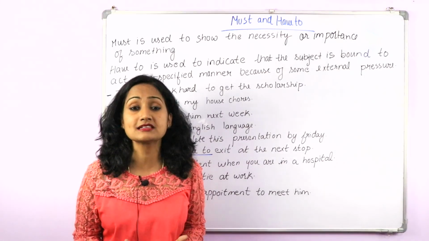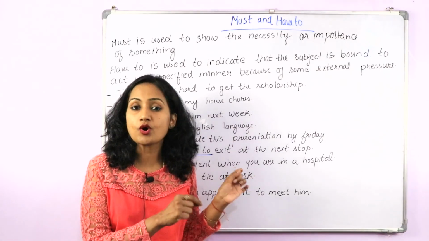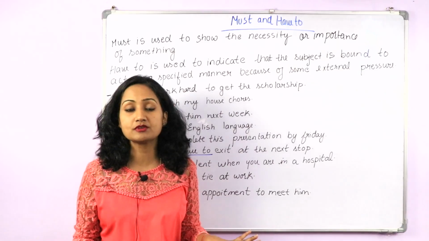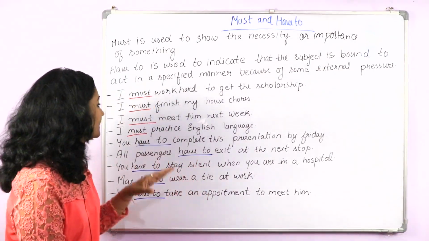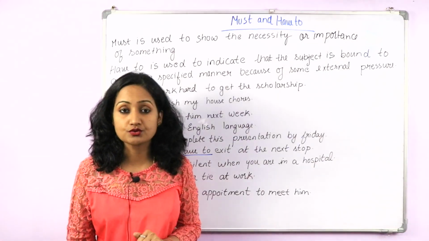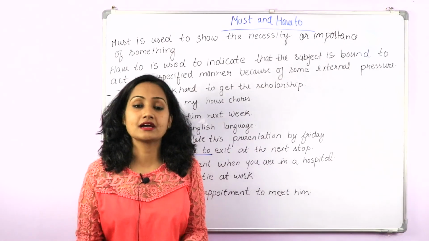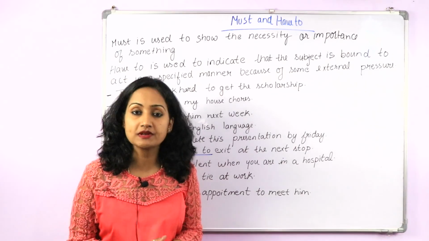I'm doing it for myself because I think that it's important. So this is an obligation which I have placed on myself. I'm not answerable to anyone else, and this is not an external obligation. I must finish my house chores. So I think that it's important and I should do it. I need to do it. I must do it. So again, it's a personal obligation.